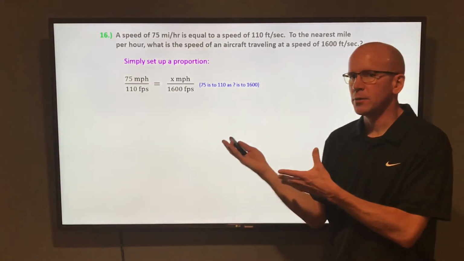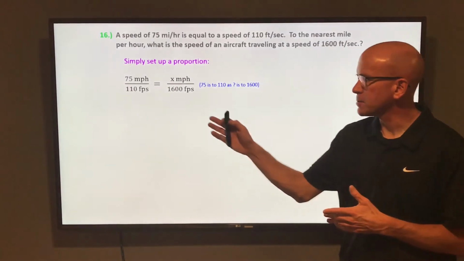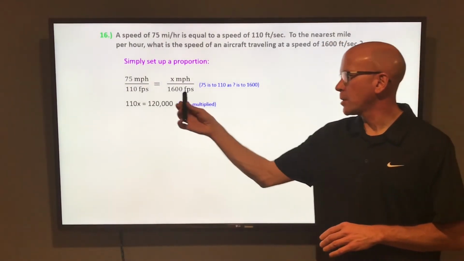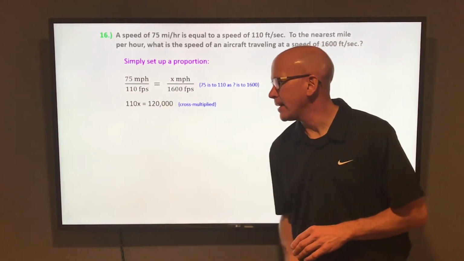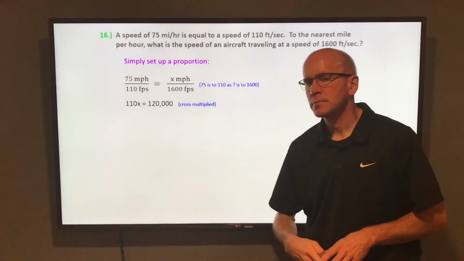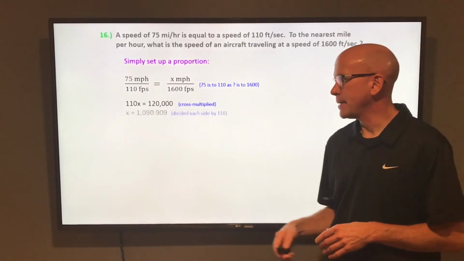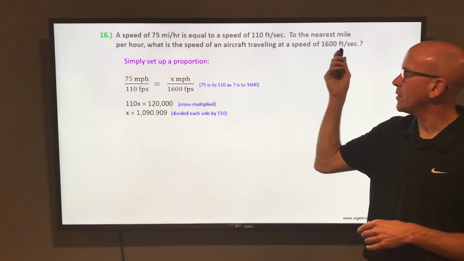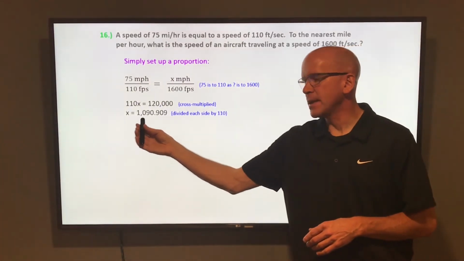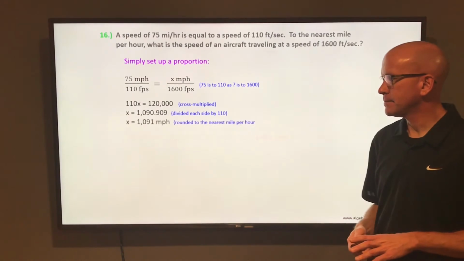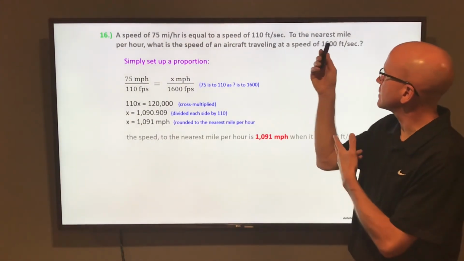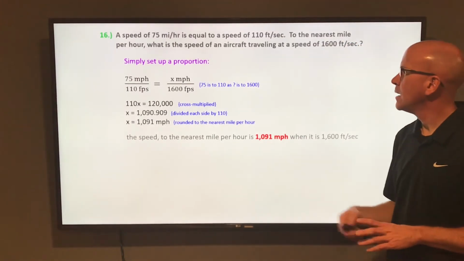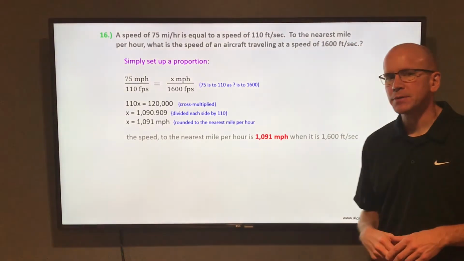This is the easiest way to do it. Just set up a proportion and cross multiply. Take 110 times x, that is 110x. Cross multiply the other way, 1,600 by 75, that is 120,000. And divide each side by 110. X, in other words, the miles per hour speed that's equal to this, is 1,090.909 miles per hour. Or in other words, it's asking you to the nearest mile per hour, 1,091 miles per hour is the same as 1,600 feet per second.